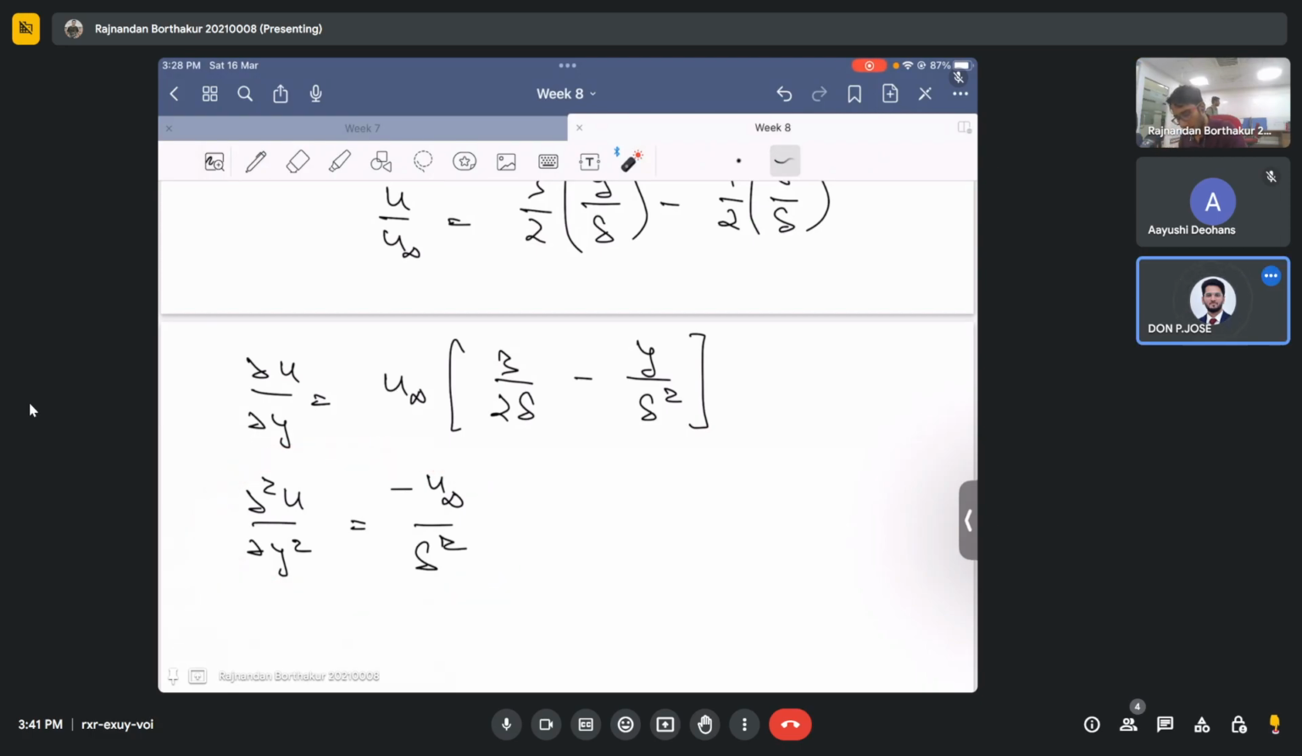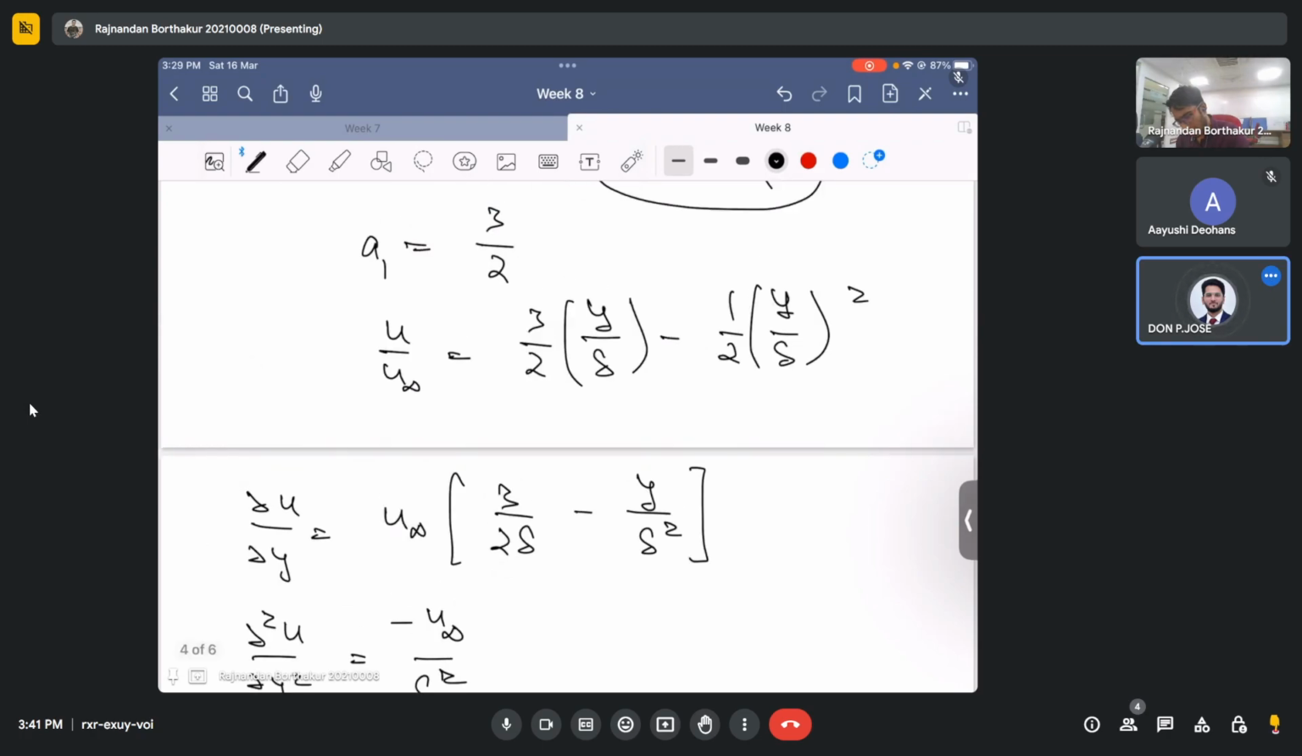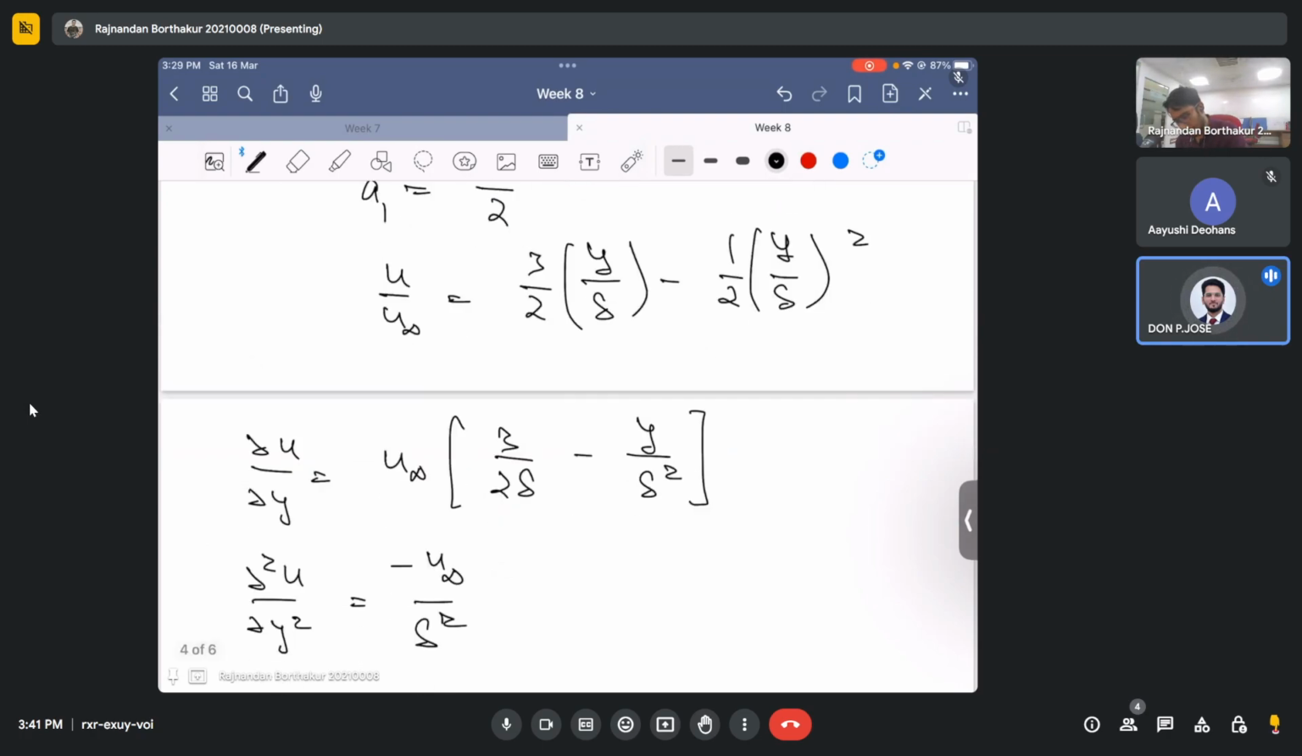So this means that at y equal to delta, is this correct? Is it y cube? Sorry, I think, yeah. Half into y by delta whole cube?